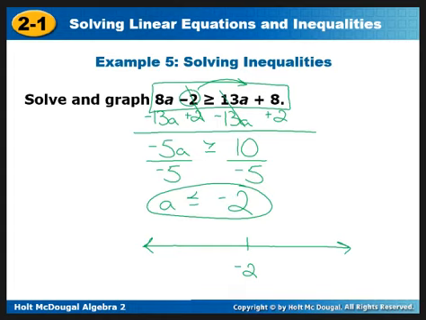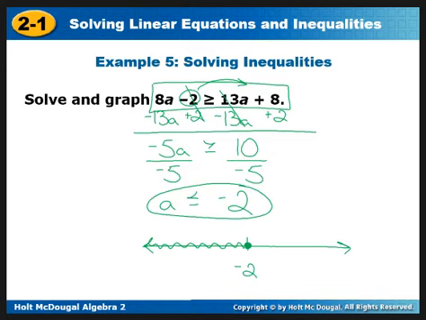Alright? Now, because we're including negative 2, we have to put a filled in circle on negative 2, signifying that it is actually an answer. Alright, and then we shade our number line to the direction our inequality tells us to. In this case, anything less than negative 2 or to the left of negative 2.